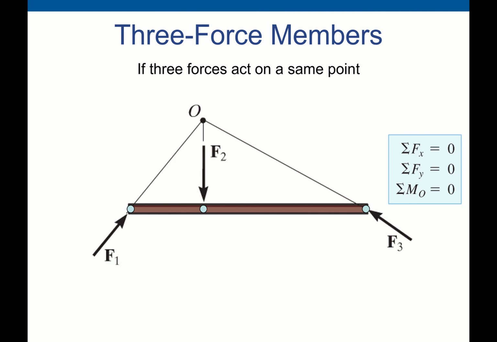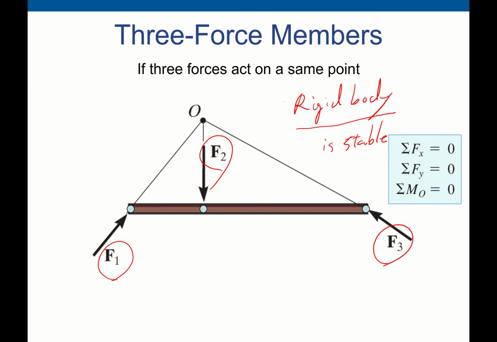So what I'm trying to say here is that we are talking about the solid, rigid body. And equilibrium equation means this rigid body is stable. There is no motion, there is no movement. Even though there are three forces acting on this beam, it is stable. So we can apply these three equations, right? These three equations must be satisfied.